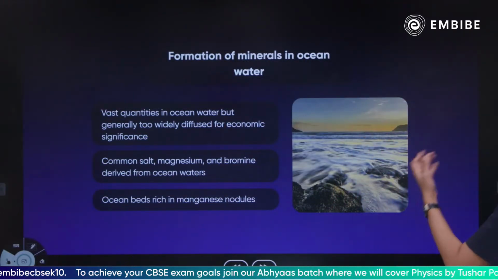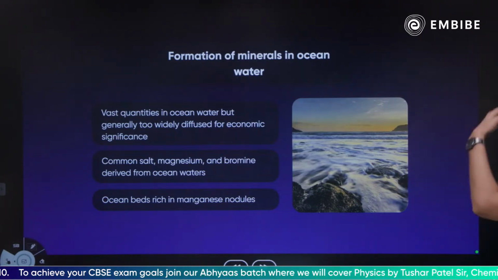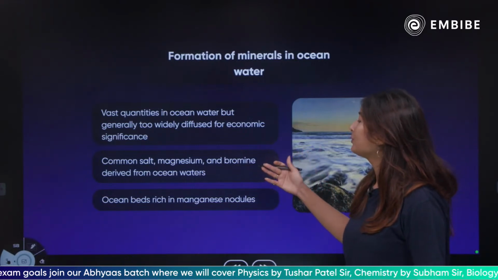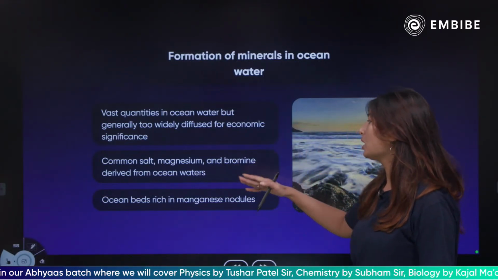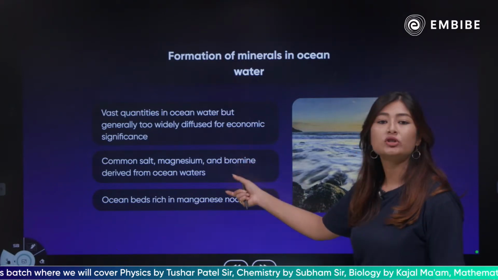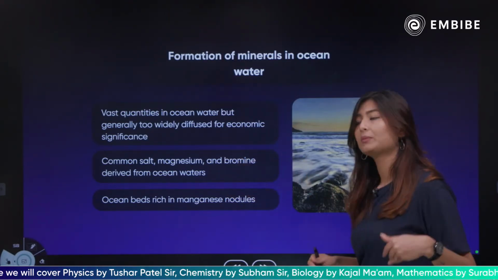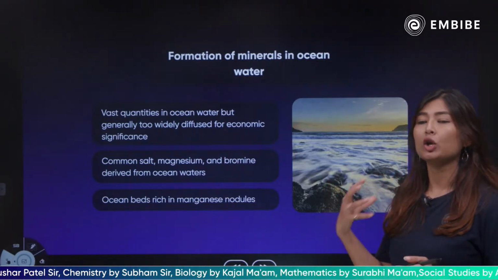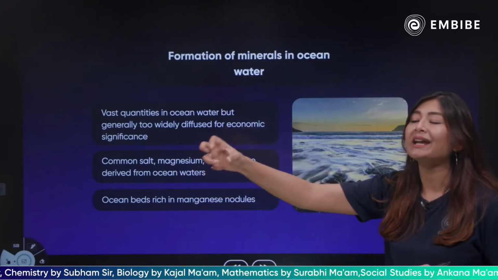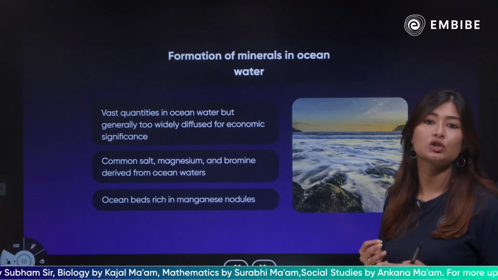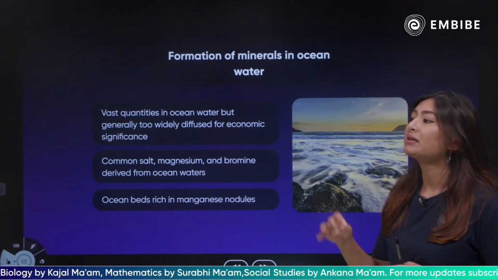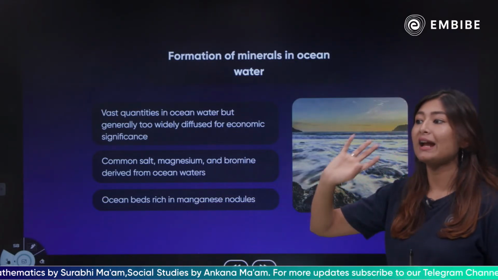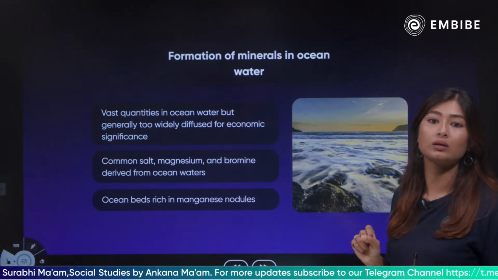Okay, if you talk about ocean water, there are vast quantities in ocean water, but generally too widely diffused for economic significance. Common salt, magnesium, bromine, these are things we get from ocean water. So ocean water has a lot of these contents, but for economic reasons, getting it from the water is not very beneficial. It takes a lot of money, or it disturbs the life in there. For all of these reasons, we do not always get a lot of these minerals from the water.